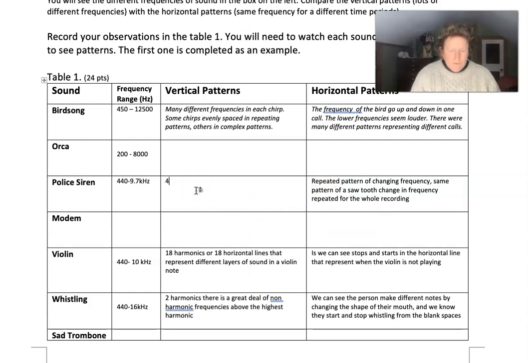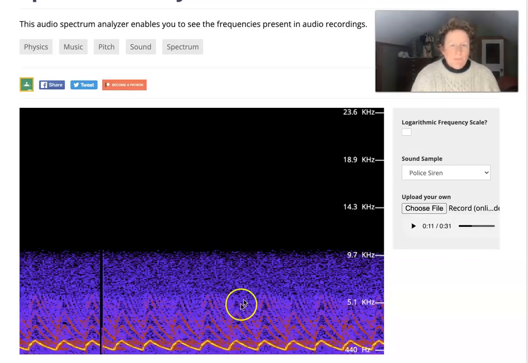The vertical pattern, we can say 4 harmonics, which is surprising because I wouldn't think of a police siren as having harmonics. And we can see those harmonics, and then we see a lot of kind of irregular patterns of frequencies above the last harmonic. So there's just kind of some noise up here that isn't part of the regular sound.